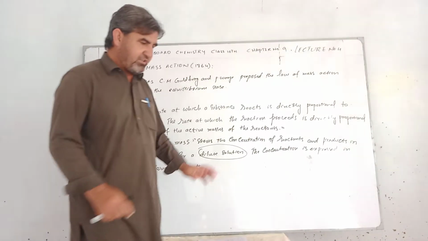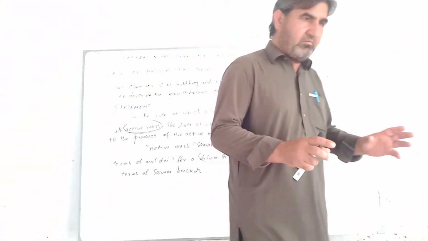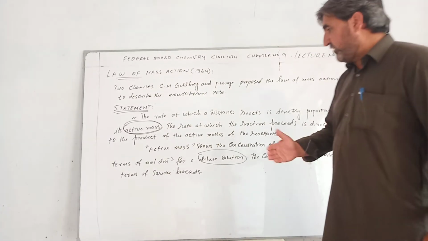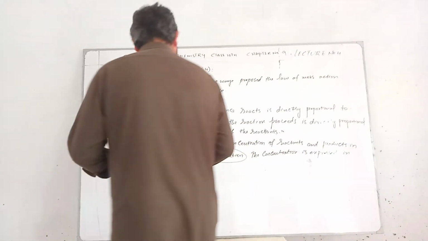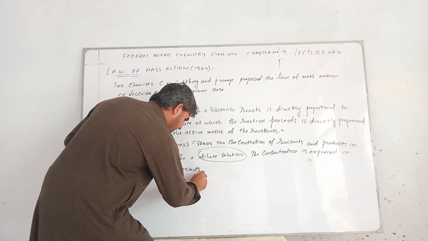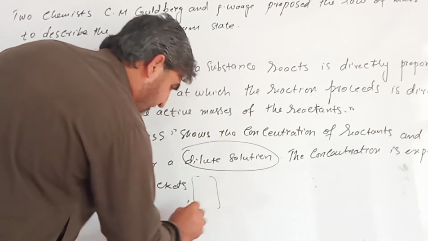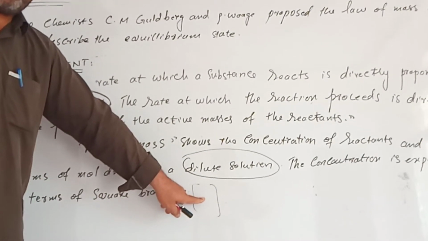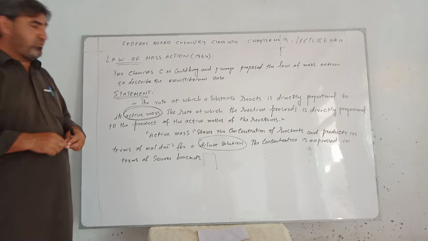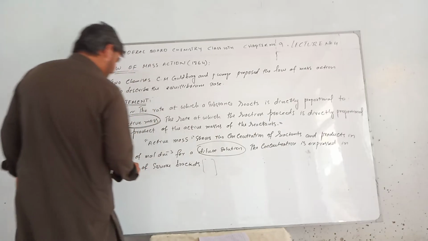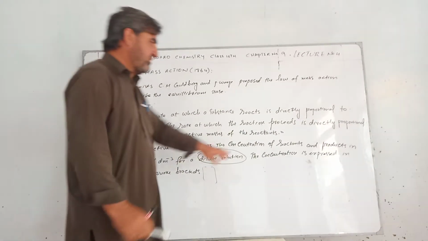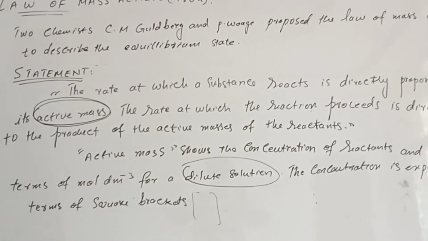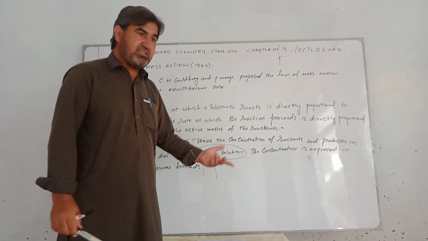Actually, the concentration of the reactants and products is generally represented by brackets. These are not matrices here. These represent the concentration of reactants and products. Both reactants and products use these square brackets. Now, active mass shows the concentration of reactants and products in terms of mole per decimeter cube for a dilute solution. What is a dilute solution?